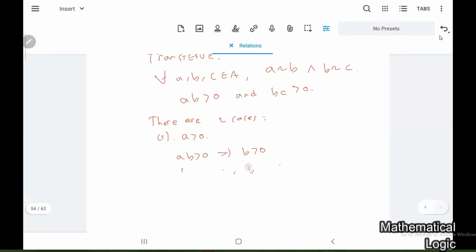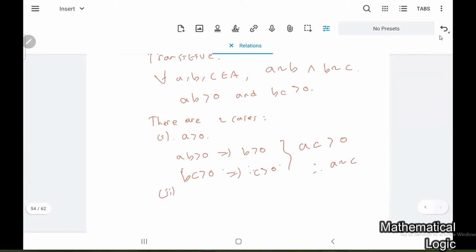So here B is greater than 0 and BC greater than 0. So what do you have? C is greater than 0, right? So what is AC? A is positive, C is positive, so AC will be positive. That means A is related to C.